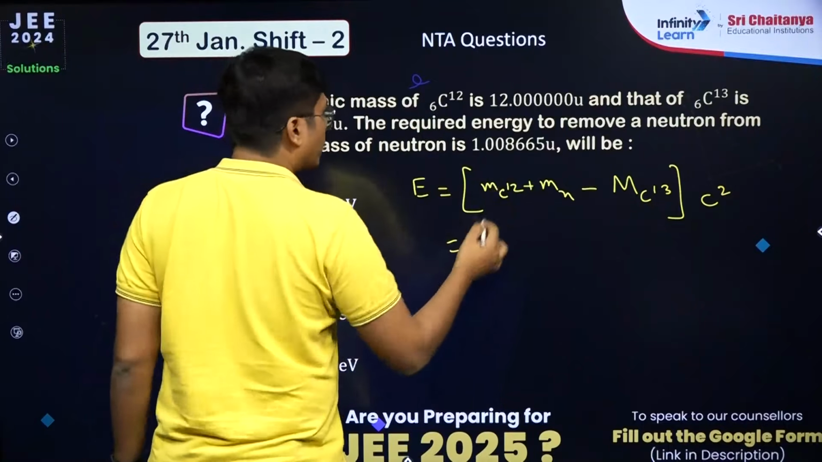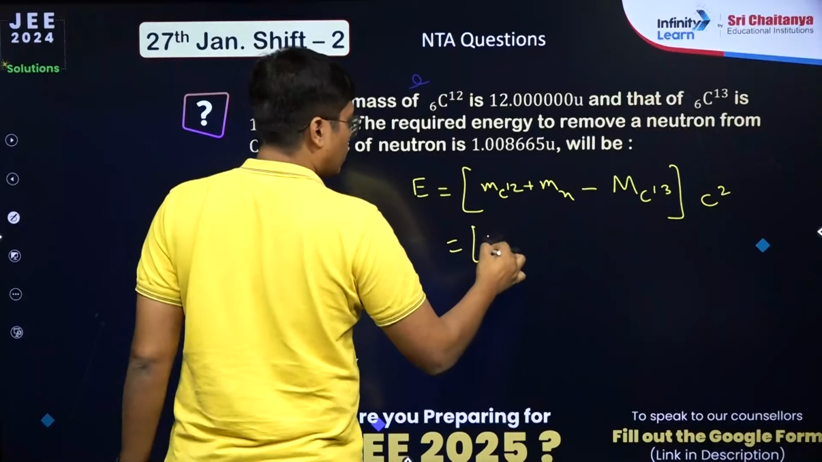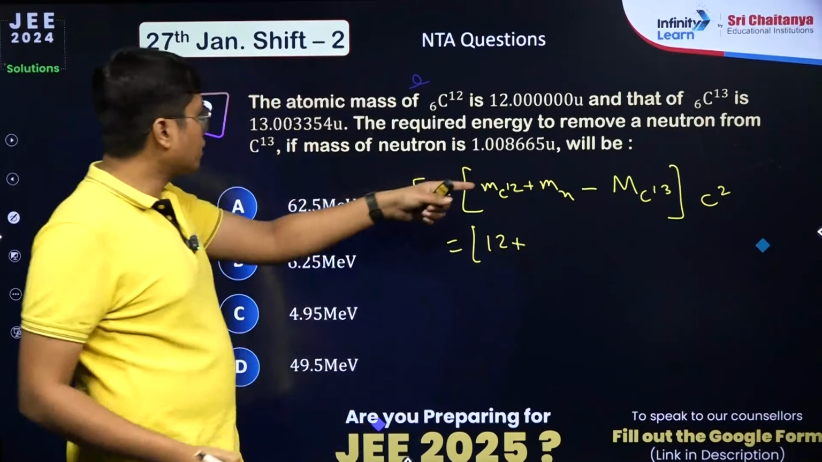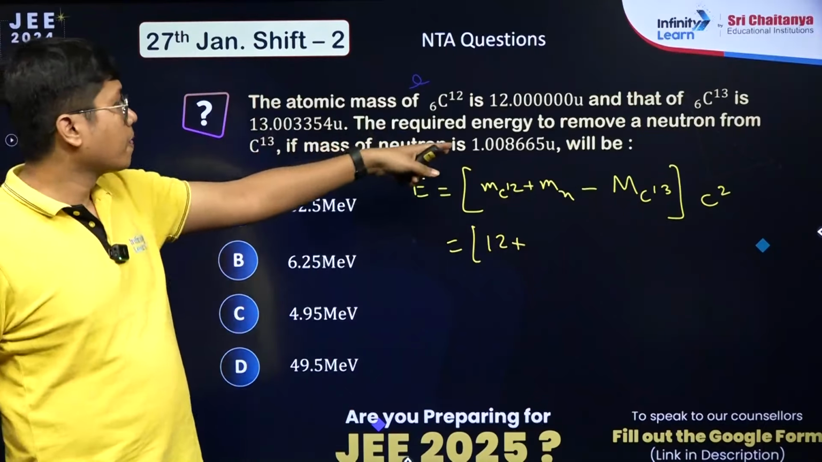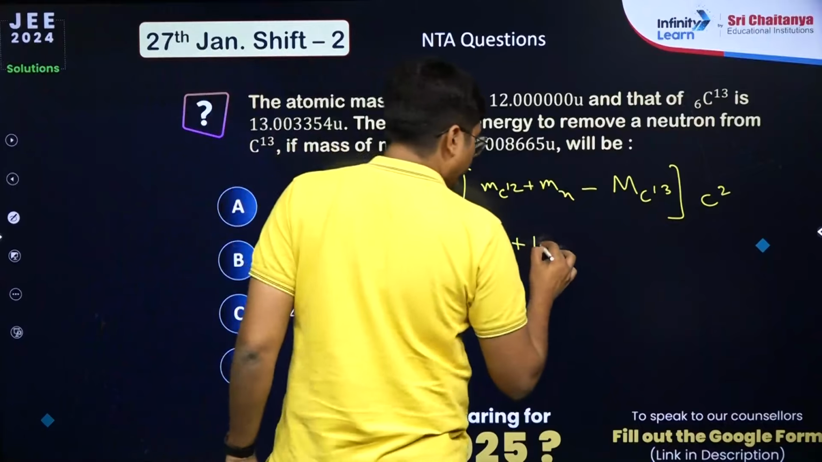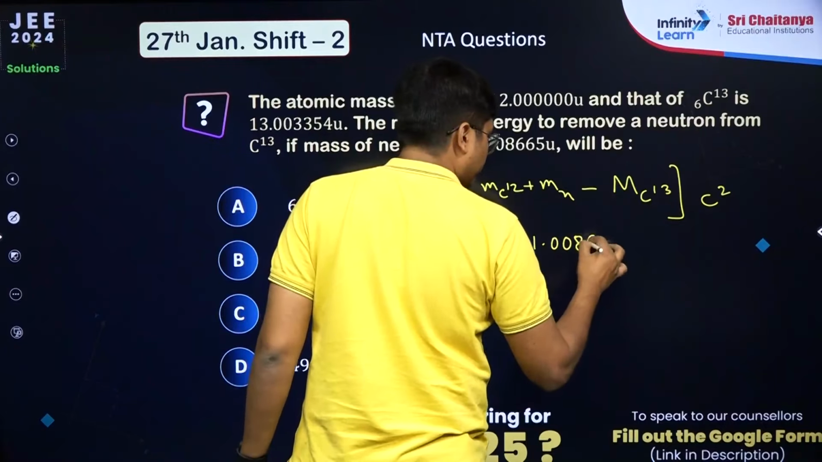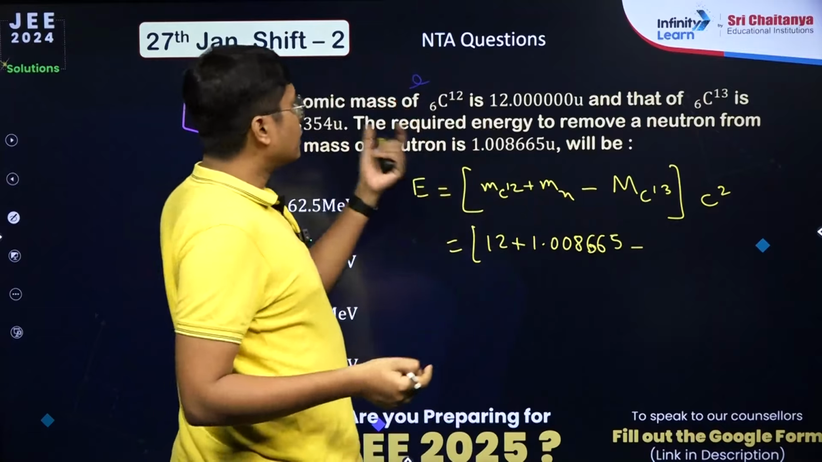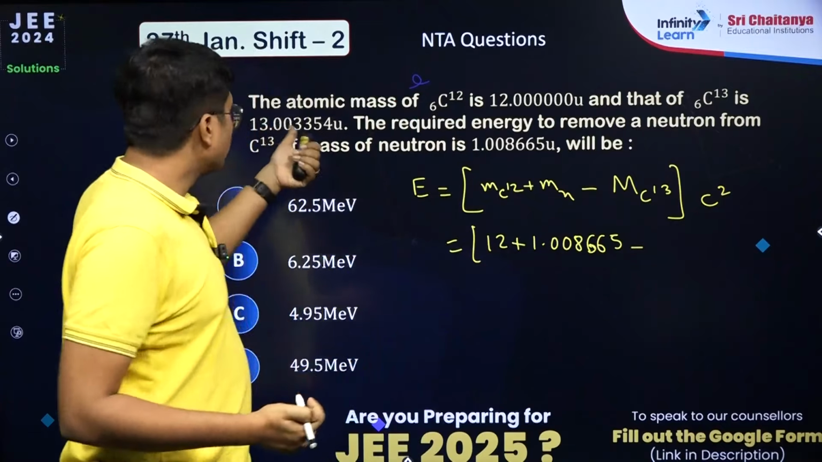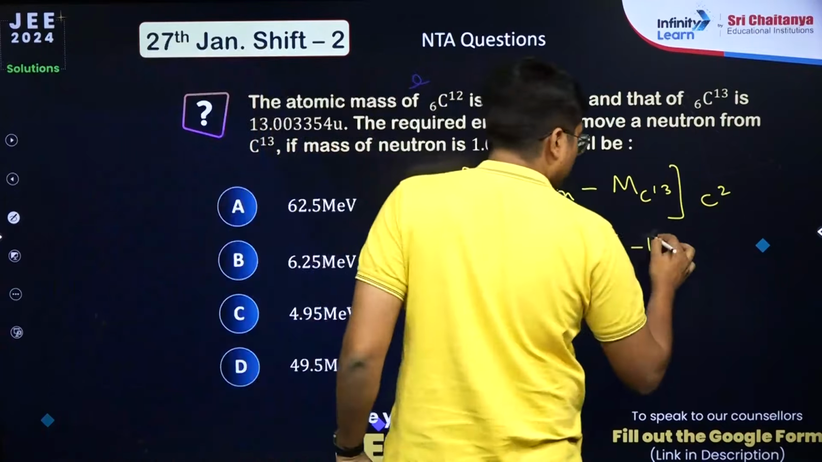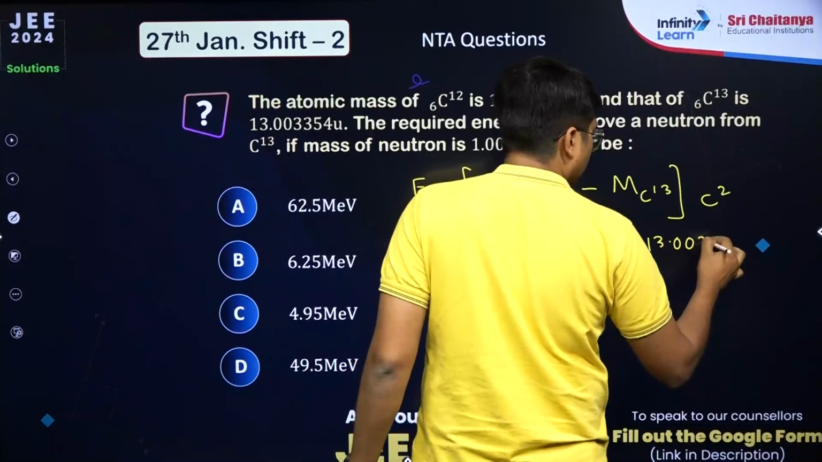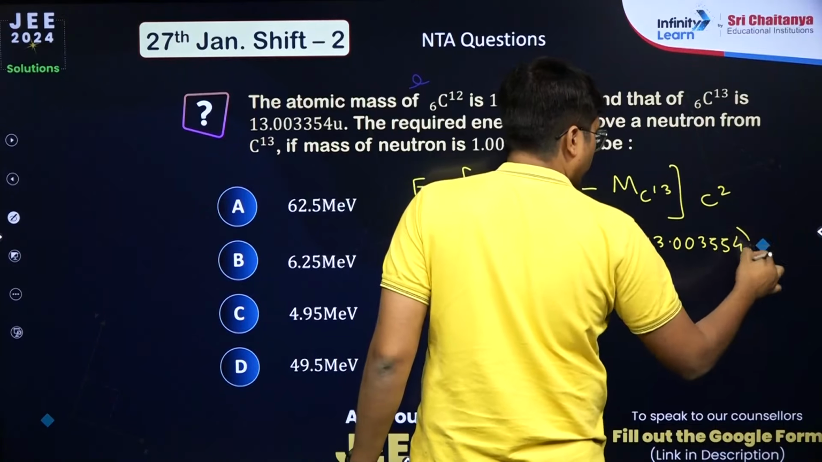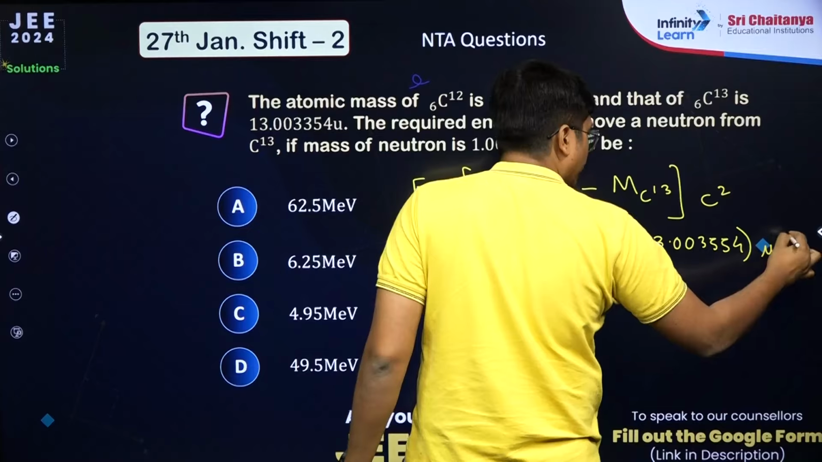So over here, if we put it in, we're going to get 12 plus the mass of the neutron, 1.008665, minus C13, which was 13.003554, into atomic mass unit into c square.